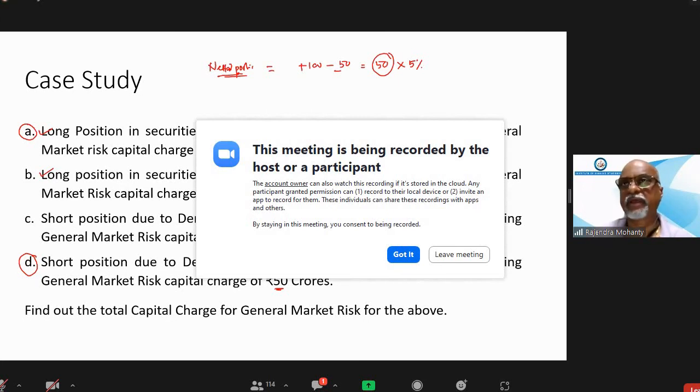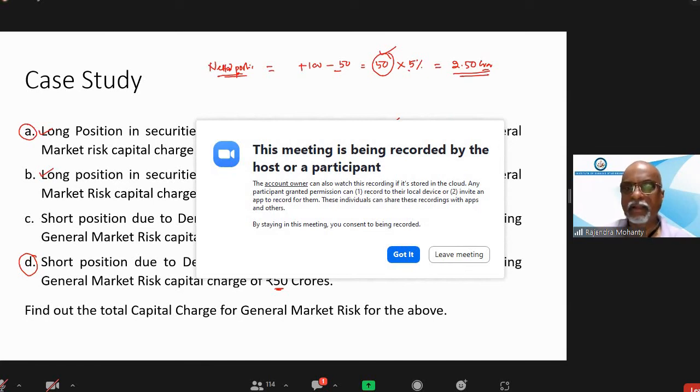Vertical disallowance is 5%. So in this portfolio, we see that position A and position D are within the same time band, because this is 2 years, this is 2 years. The rest two are of different time bands. So the vertical allowance is applicable for position A and D. It will be 5% of the netted amount. The netted amount becomes 50 crore. So 5% of 50 crore equals 2.5 crore. So we have arrived at a vertical allowance of 2.5 crore.